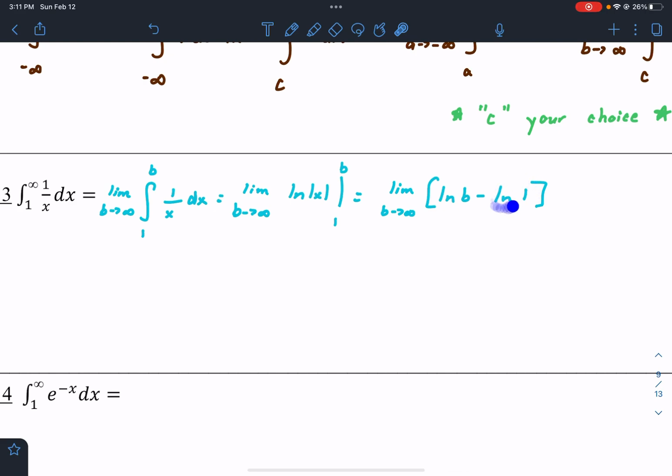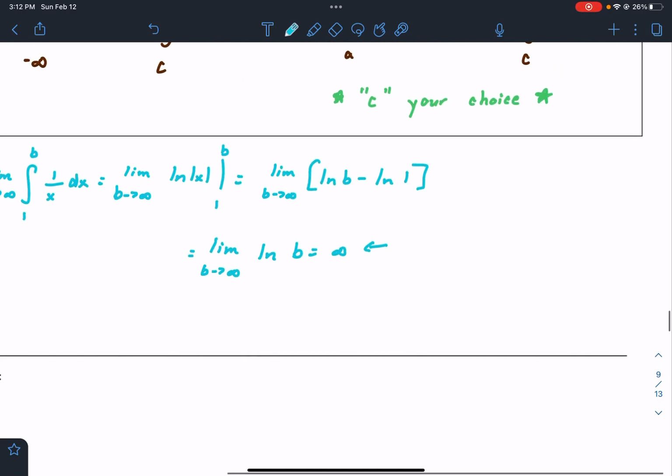So now ln of 1 is just 0. So we are looking at the limit as b goes to infinity of ln of b. And I don't have to know a lot about this to know that as b gets bigger and bigger and bigger, the exponent is also going to get bigger and bigger and bigger. So that means that this is going to infinity. And because infinity is not a numeric value, that means that this integral diverges.